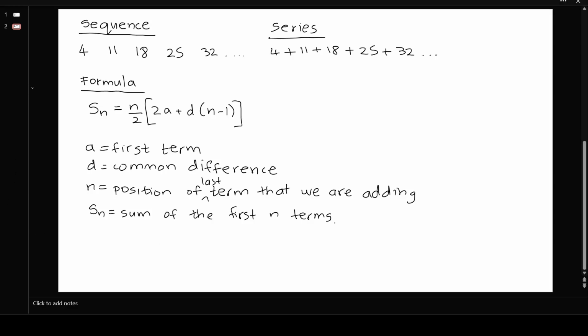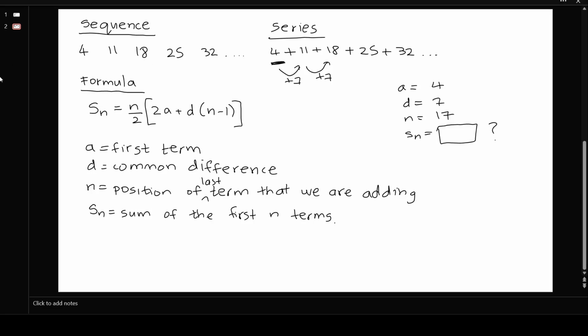So now that we know what the formula is, let's just write down what each of the values is. A equals, D equals, N equals, Sn equals. In this question, A is 4 because that's the first term. It's right here. D is 7 because that's the number that you keep adding over and over again to get future terms. N is 17 because we're adding up the first 17 terms of this series. And Sn is what we are looking for. Okay? And that's our goal, to find what Sn is.